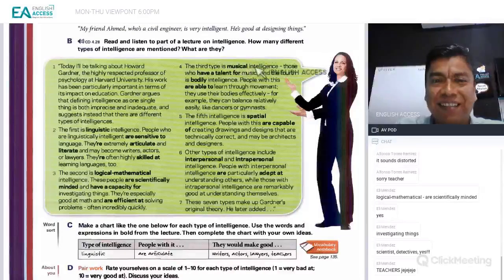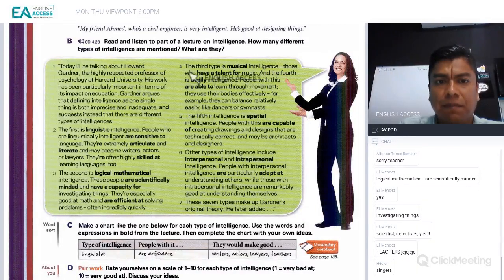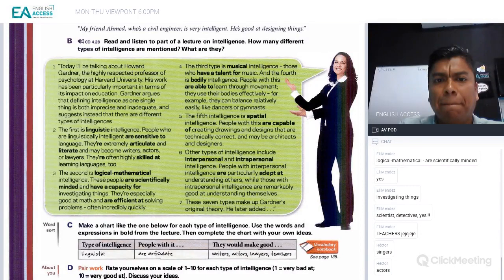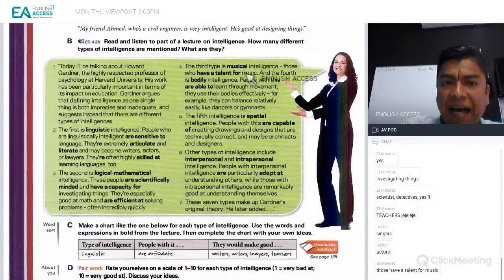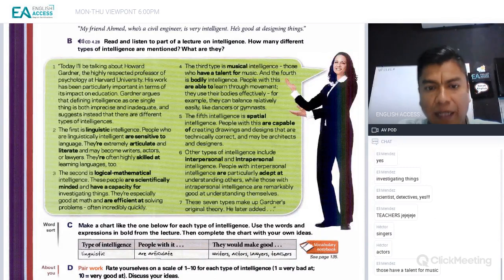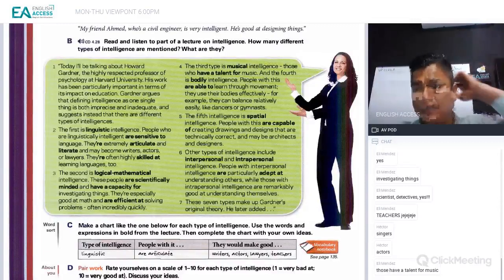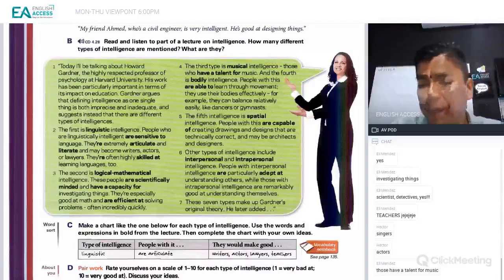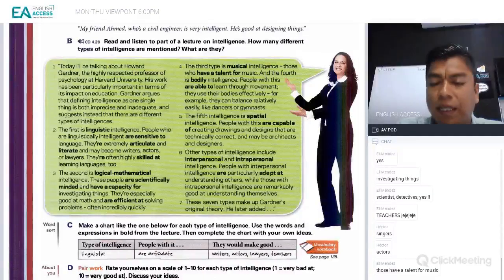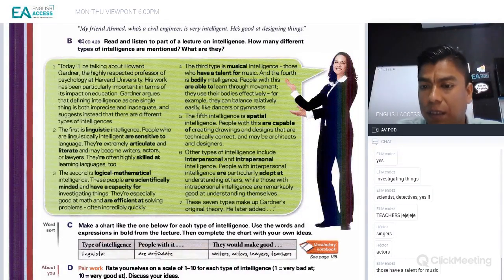Next, the third type is musical intelligence. Okay, so people with it have a talent for music. Yes, they will make good singers. Yes, that's right. They have a talent for music. So they write music, they play music, they read music, they can sing or play an instrument.